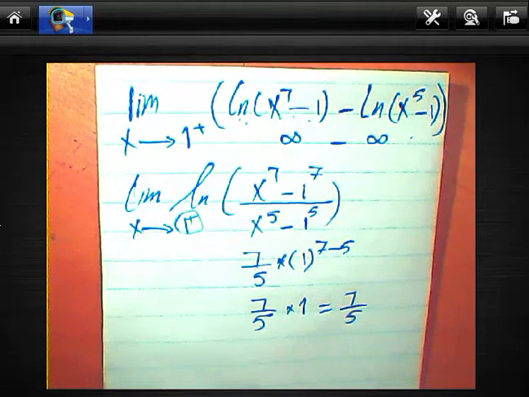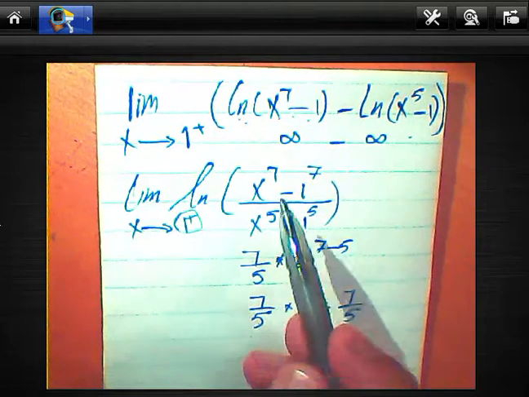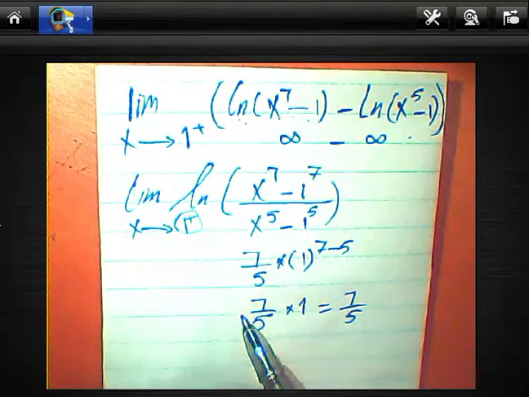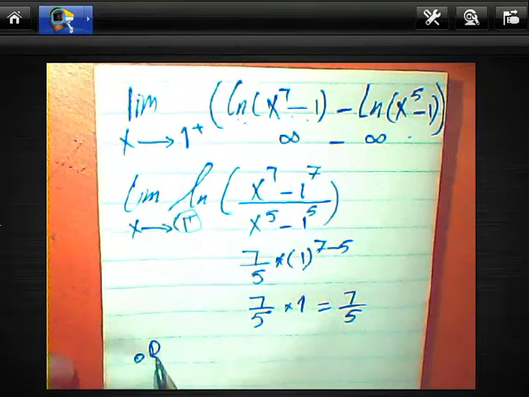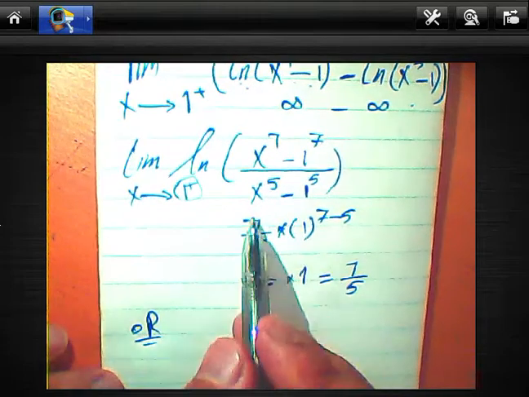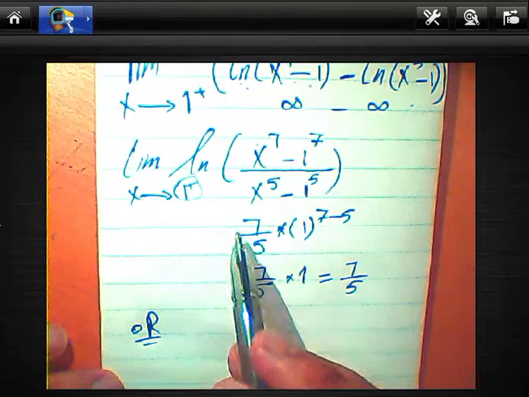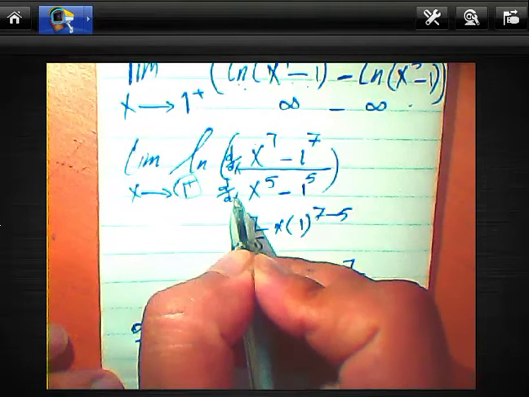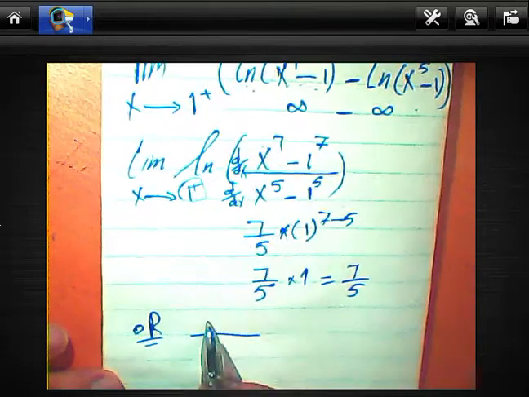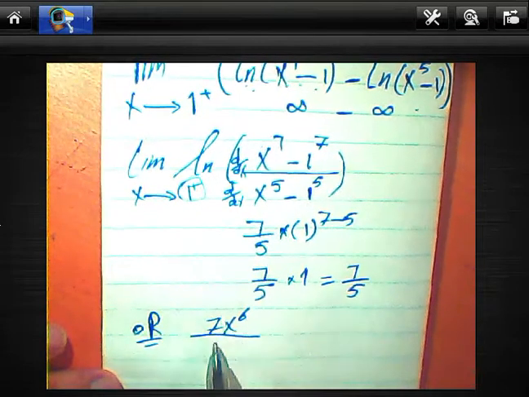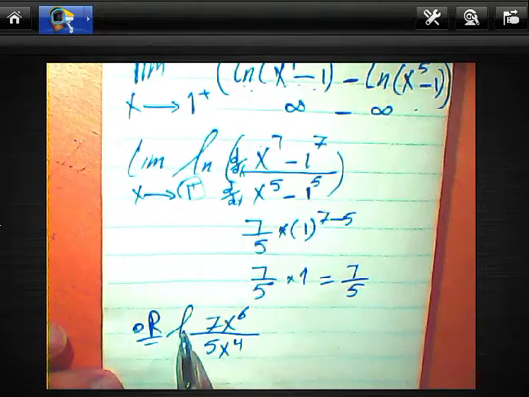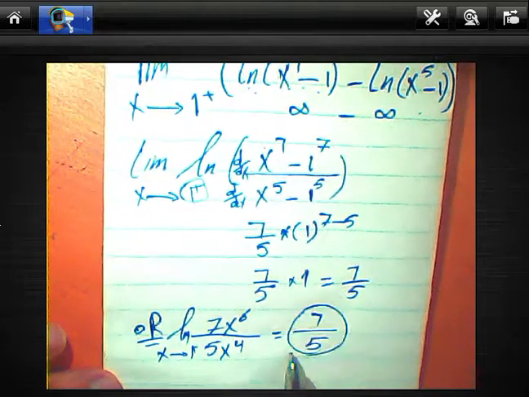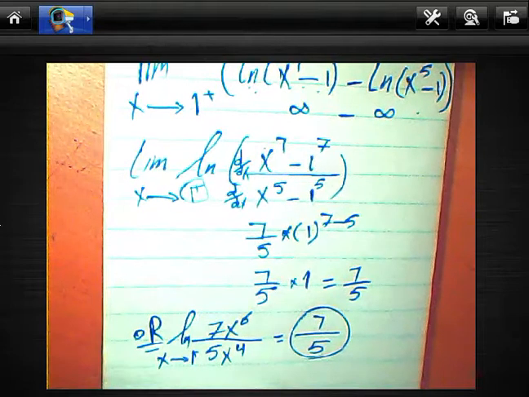Okay? Or you can find the derivative of the numerator and denominator. Another method, we can solve it here: find the derivative of the numerator and denominator. You can find the derivative of x^7 and the derivative of x^5. The result will be 7x^6 over 5x^4 when x approaches 1 from the positive side. So the result will be 7 over 5. It's another method.